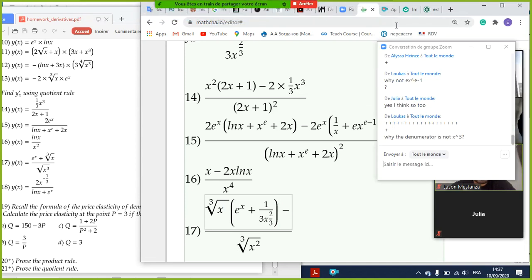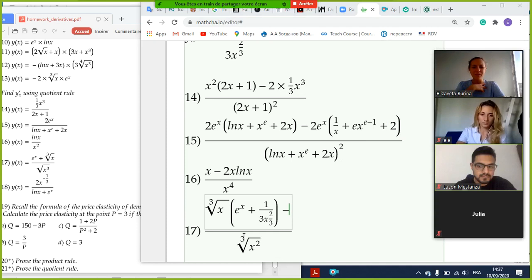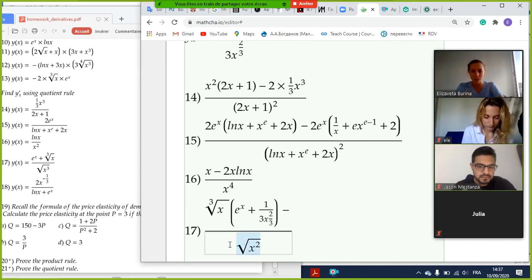Why is the denominator not x cubed? Because it was... We're doing 17, right? Okay, we're doing 17. Yeah. It is. It was not a cubic square root. I'm sorry. It was just normal square root. And then we square normal square root and we get x cubed.